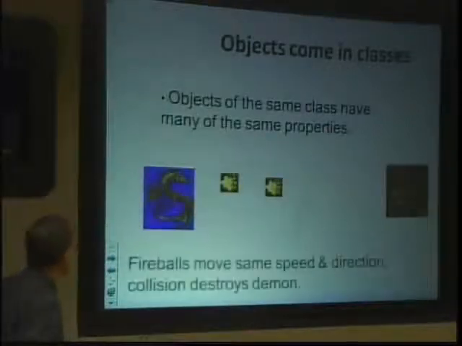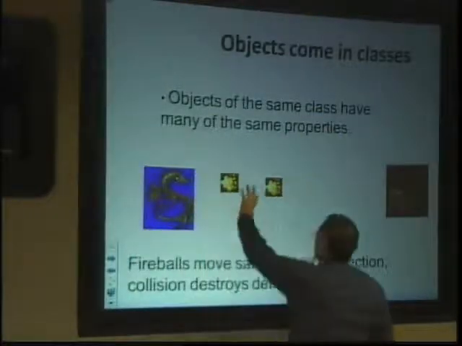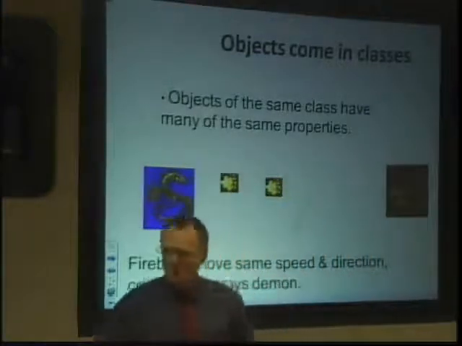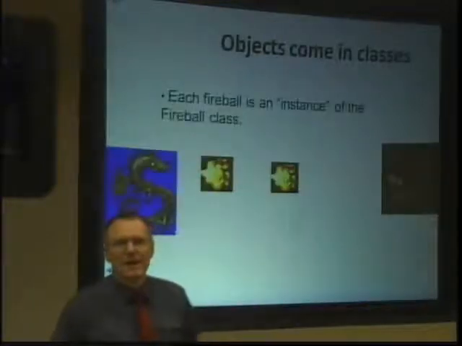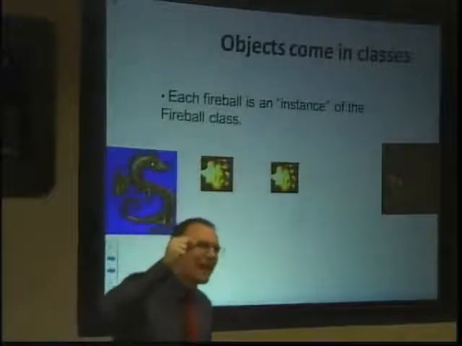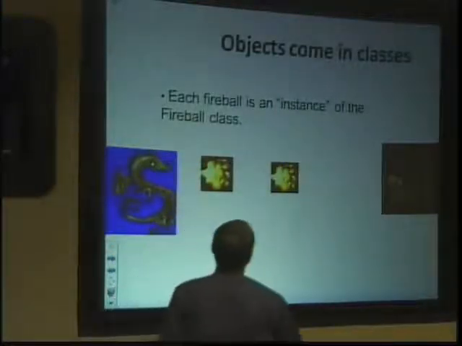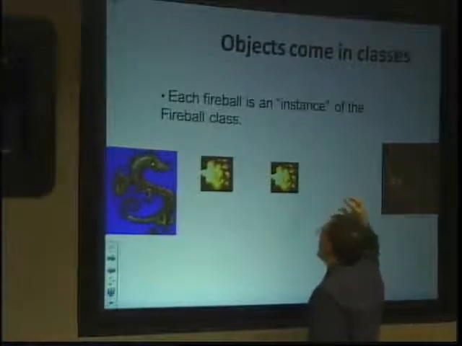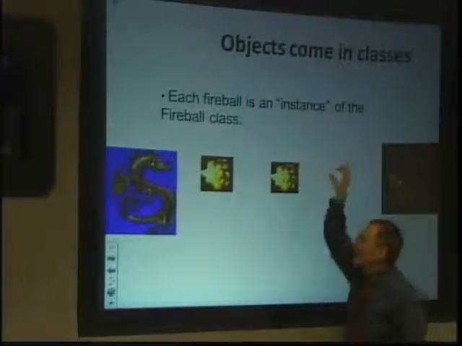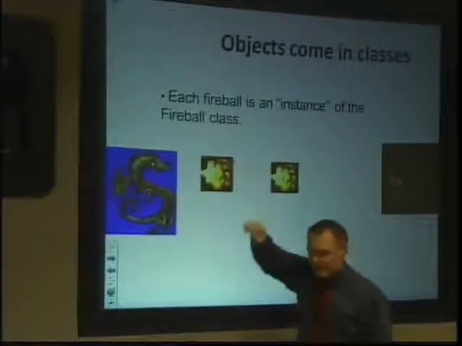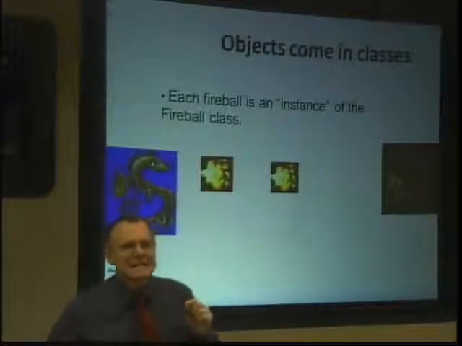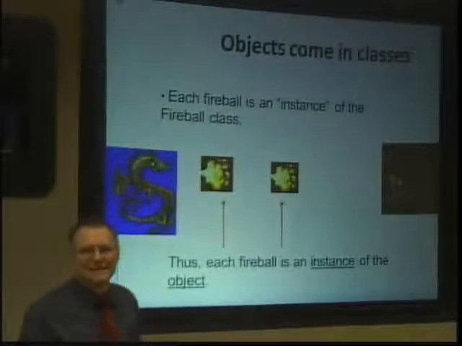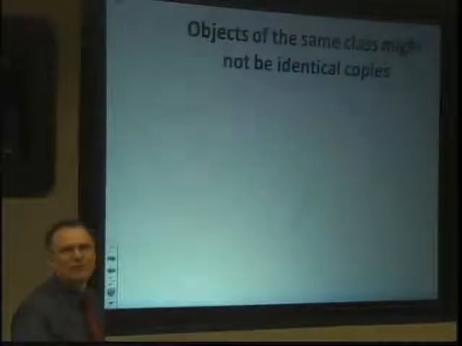For example, fireballs in Evil Clutches always have the same speed and move in the same direction, and a collision with a fireball destroys a demon. But each fireball is an instance of the fireball class in object-oriented terms. Yes, this fireball is moving the same speed and the same direction as that fireball, and either one of them will destroy a demon if it touches it. But this fireball has its own X and Y coordinates. This fireball has a different set of X and Y coordinates at the same time. So they are both instances of the fireball class. So they are instances of the same object in GameMaker terms.